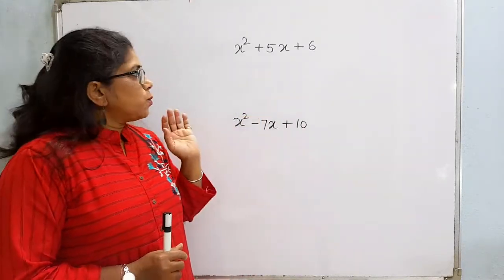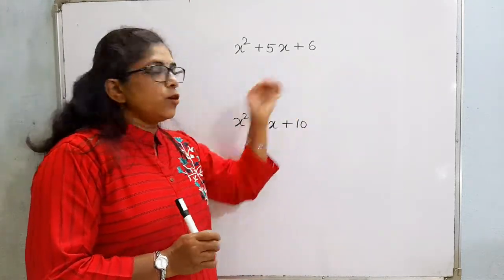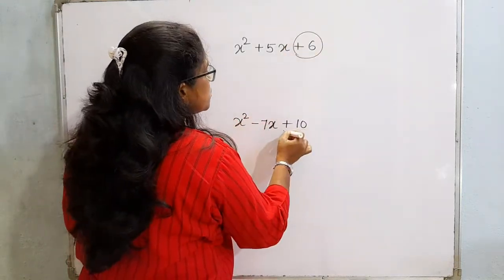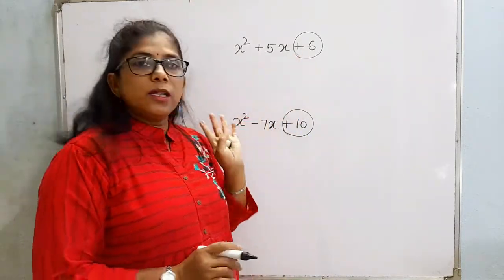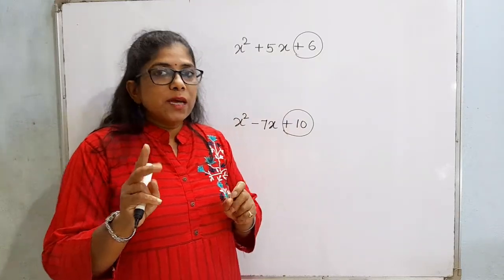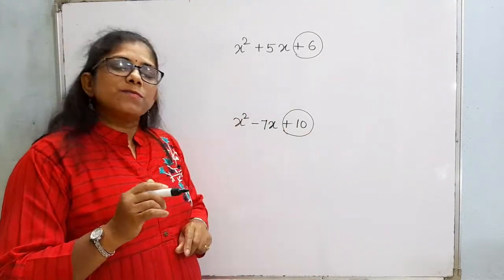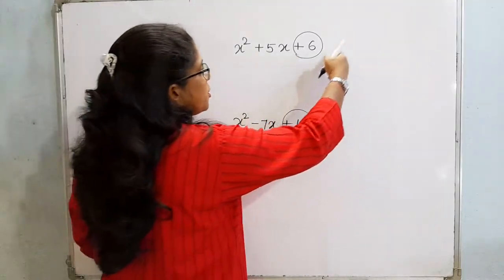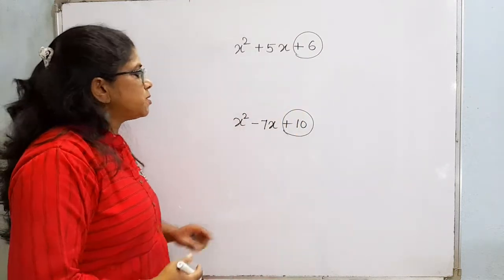Now before splitting the middle term, whenever the sum comes in front of you, first check what is the last term, whether it is positive or negative. This last term is the product of two numbers, and these two numbers are going to be our middle terms. How? I'll explain that to you. So here, the product of two numbers is 6. And here the product of two numbers is 10.